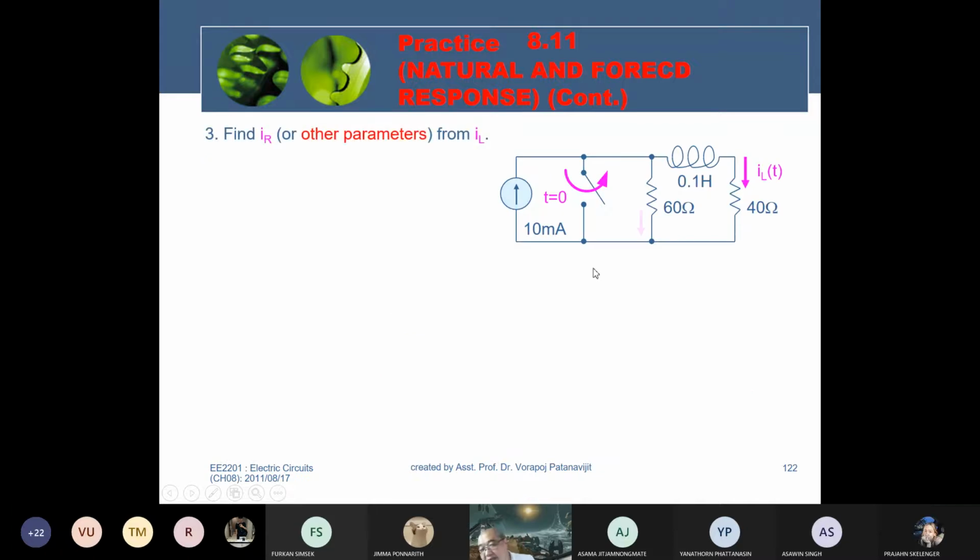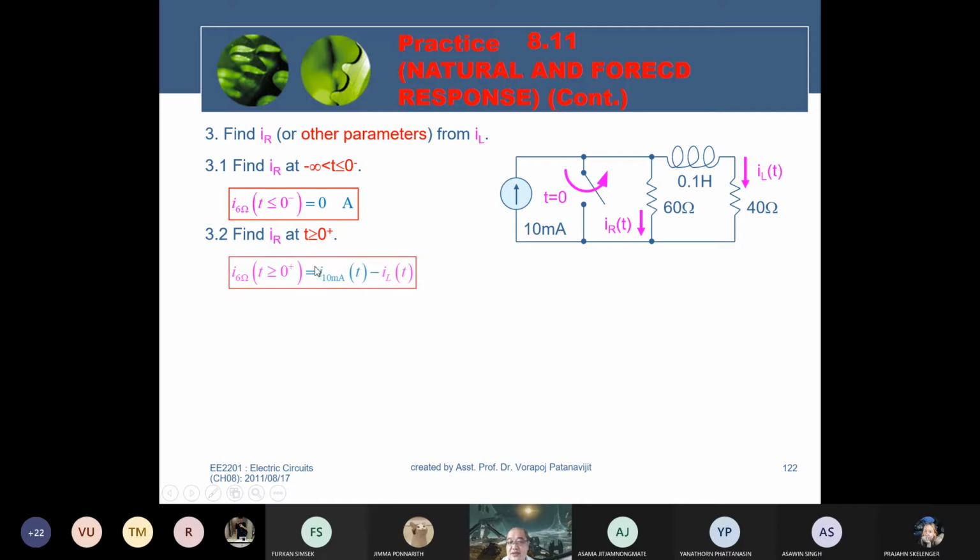Next, determine the other parameters, such as the resistor's current, the current flowing in the 60 ohm. For time less than 0, check from the circuit. For time less than 0, the source is bypassed, or short circuited, by this switch. Therefore, no current flows. IR is 0.